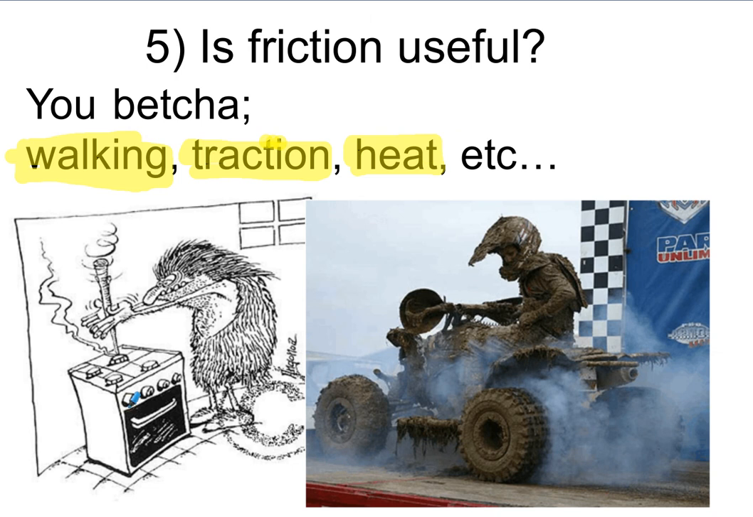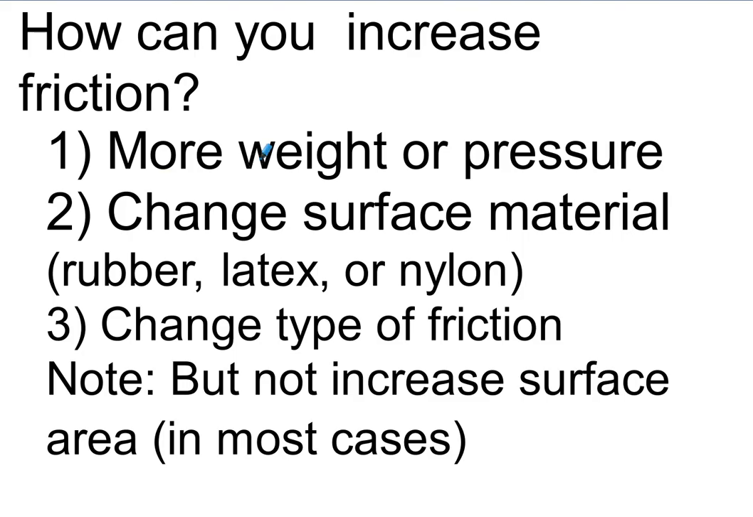All those use friction to heat the things that we want heated, or heating our house, all those kinds of things. Ways to increase friction. You can add more weight or pressure. By adding more weight, you essentially increase the normal force on an object, which is the pressure between the two surfaces. You can change the surface material. Go to either a more sticky material or a less sticky material. Rubber is actually very sticky, like nylon is not.